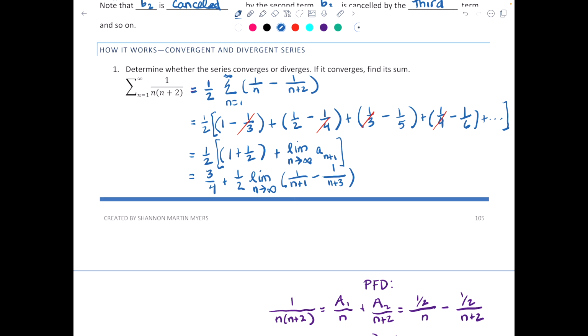Well, as n gets very, very large, that will go to 0. And 1/2 times 0 is 0. So we have found that our infinite sum goes to 3/4. And this is a telescoping series. Pretty cool, huh? I think it's really pretty powerful that you can find, so this whole thing here.